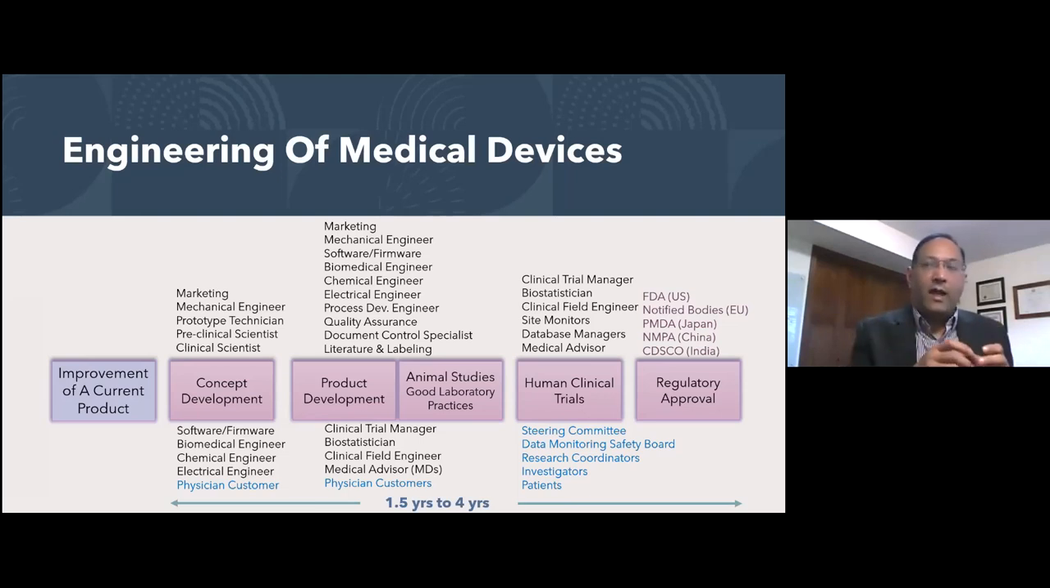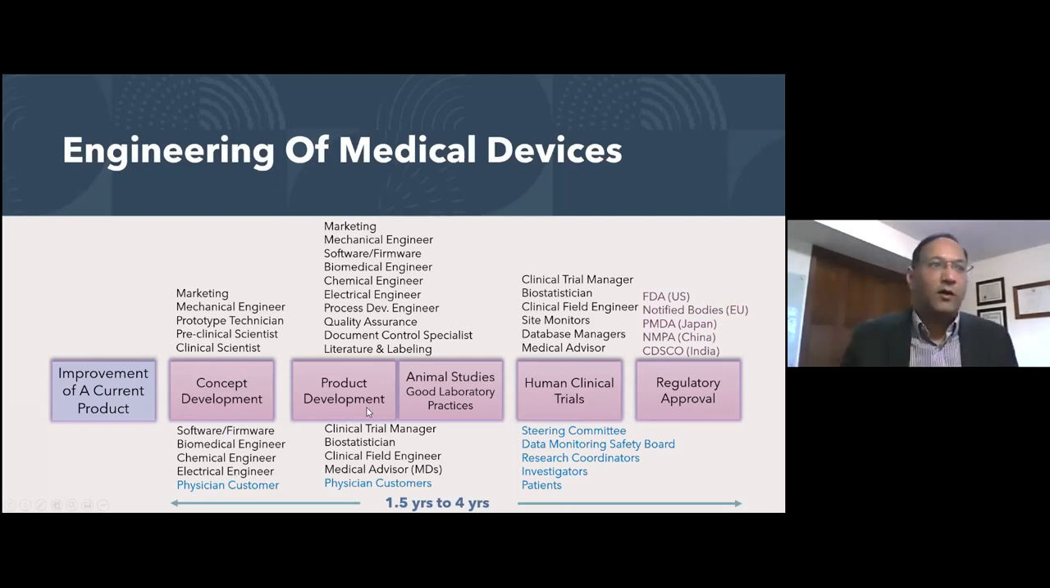In order to program these, you need software engineers, and firmware engineers for materials and testing. You need biomedical engineers and chemical engineers to make sure there's a good coating and no rejection by the body. Obviously, electrical engineers to build the entire circuitry. And you also involve physician customers. So even at concept, there are a lot of different disciplines involved. Then you get into product development.